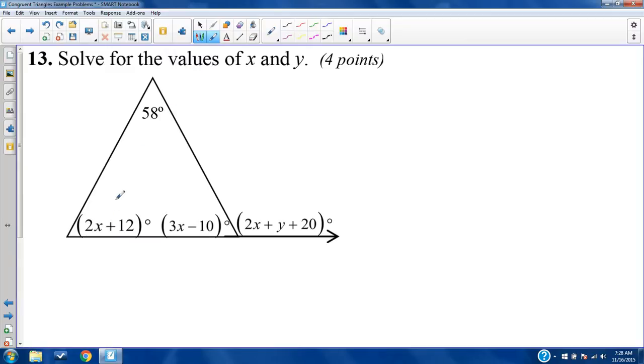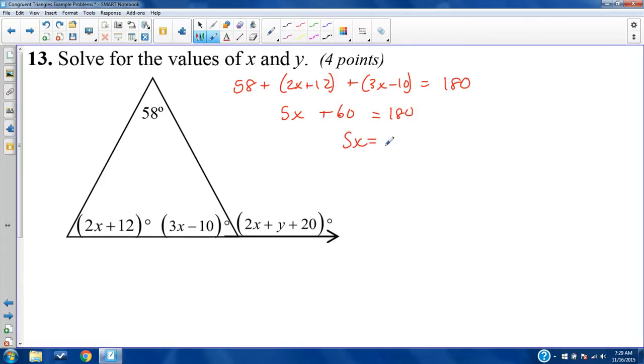Number 13, once again, some triangle stuff here. I'd probably work inside the triangle first, find out what x is, because this one also has a y out here. You can't solve for two variables in just one equation. So let's add 58, 2x plus 12, and 3x minus 10, and we will get 180. Combine like terms, you get 5x plus 70 minus 10, which is plus 60, equals 180.